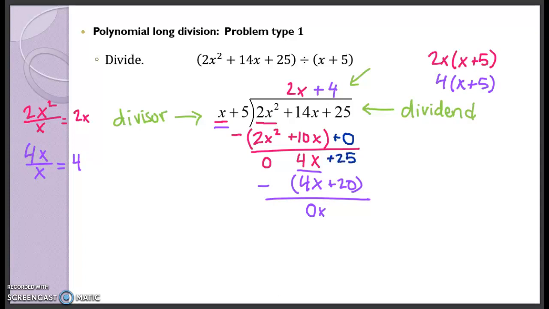You may have seen it as, well, let's just pull down that 25 here. And that's where that's coming from. So we get 25 minus 20 equals 5. This piece, this 5, ends up being our remainder. And what is this 2x plus 4 called? That is called our quotient.